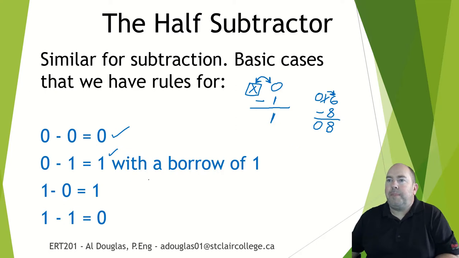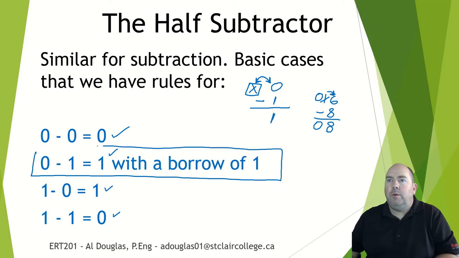Okay? It's the same concept here. 1 minus 0 leaves a 1 with no borrowing, and a 1 minus 1 gives us a 0 with no borrowing. So this is the only case here that's kind of weird. We have that borrow going on here.